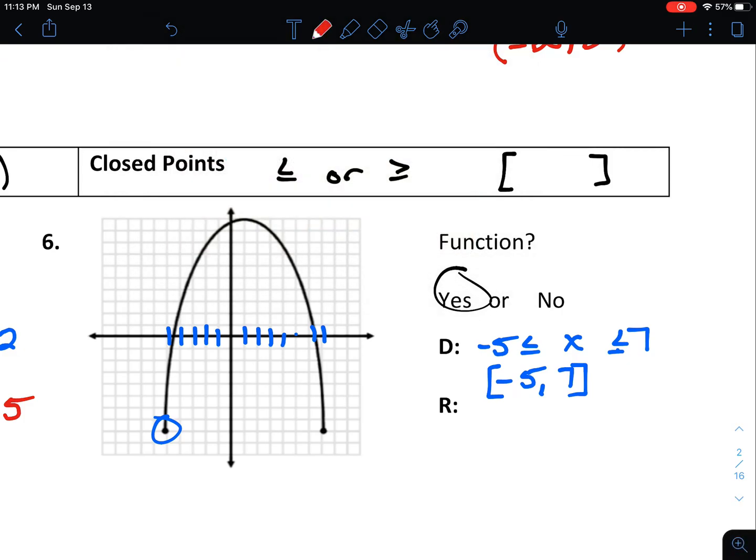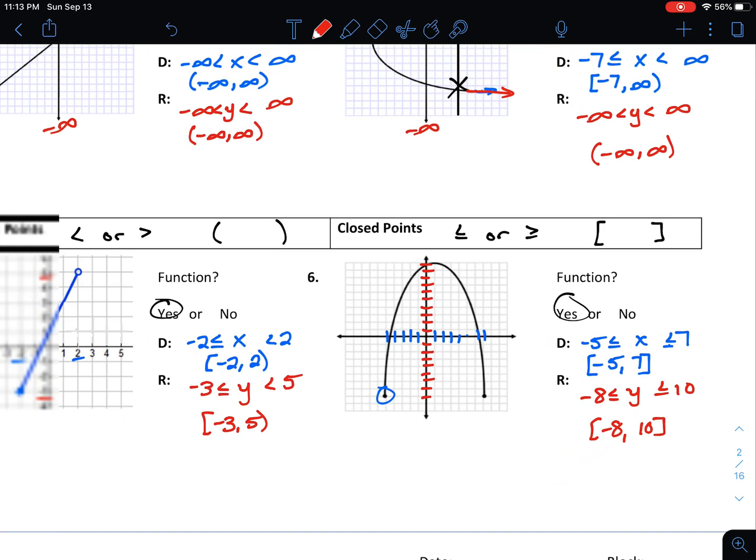For the range, we'll do the same thing, but looking at y values. So we go down 1, 2, 3, 4, 5, 6, 7, down to negative 8. Both of those points are solid, so we'll use less than or equal to. And going up 1, 2, 3, 4, 5, 6, 7, 8, 9, all the way up to positive 10. Again, a solid point there. You don't exactly see an open point. So we're good to use a solid and less than or equal to sign with y, or negative 8 comma 10 if you're using interval notation.